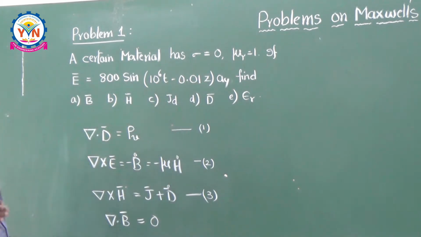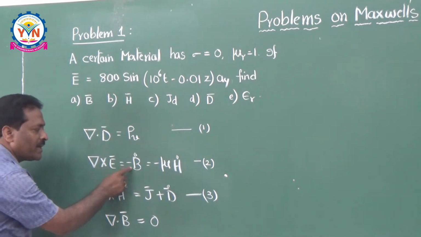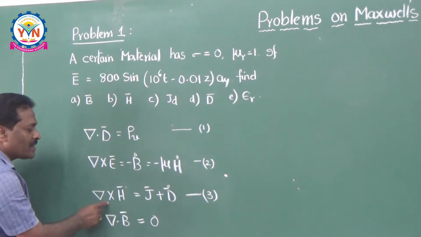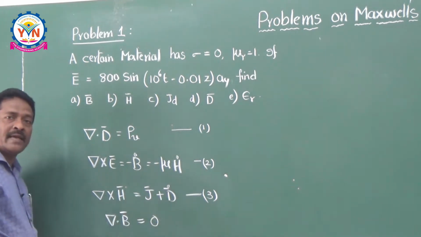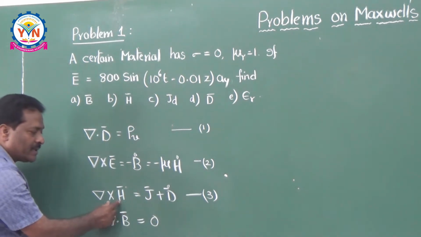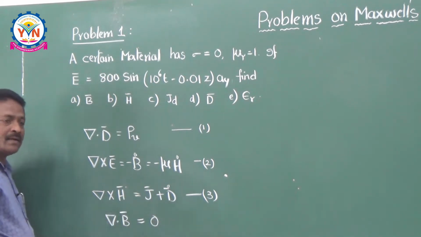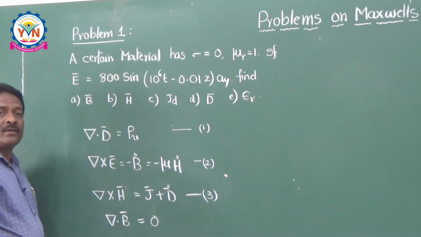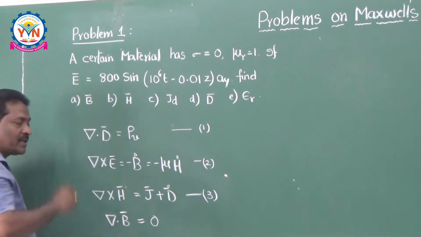Now once again recall our Maxwell's equations. Del dot D bar is equal to rho V, Gauss law. Del cross E bar is equal to minus B dot, that is equal to minus mu H dot. Del cross H bar is equal to J plus D dot, which is nothing but the modified form of your Ampere circuit law. It is telling that there are 2 current densities, conduction current density and displacement current density. Del dot B bar is equal to 0. It is nothing but the property of the magnet. So in this class, all these equations are very much essential for us.